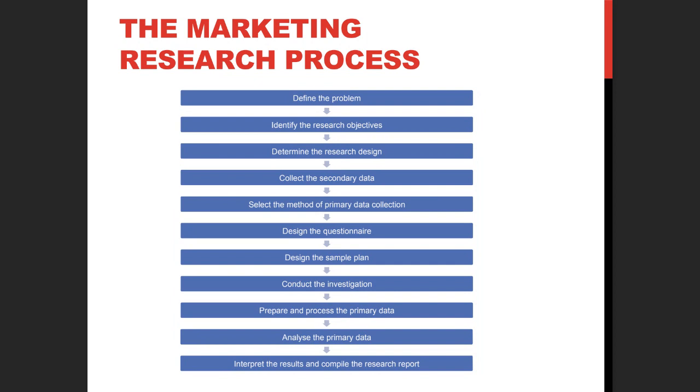Secondary research, or the collection of secondary data, you can collect from available sources. It can be records, textbooks, journals, other documents that may be available in the organization or outside of the organization that relate to the research problem at hand.